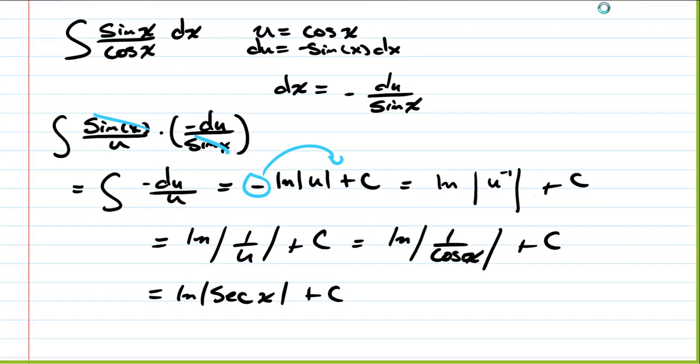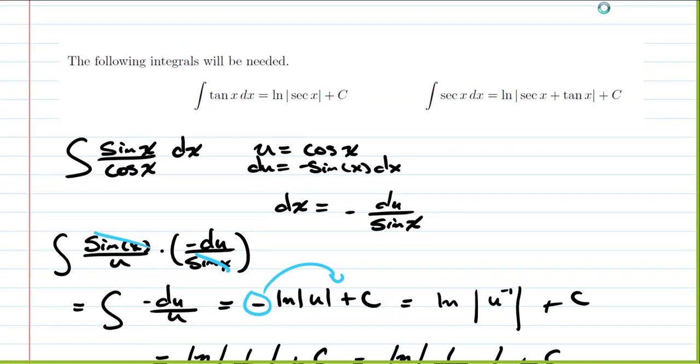So that one's a pretty straightforward u substitution. The integral of secant, not so much, but let's go ahead and do it. The answer is supposed to be the natural logarithm of secant x plus tangent x plus c.